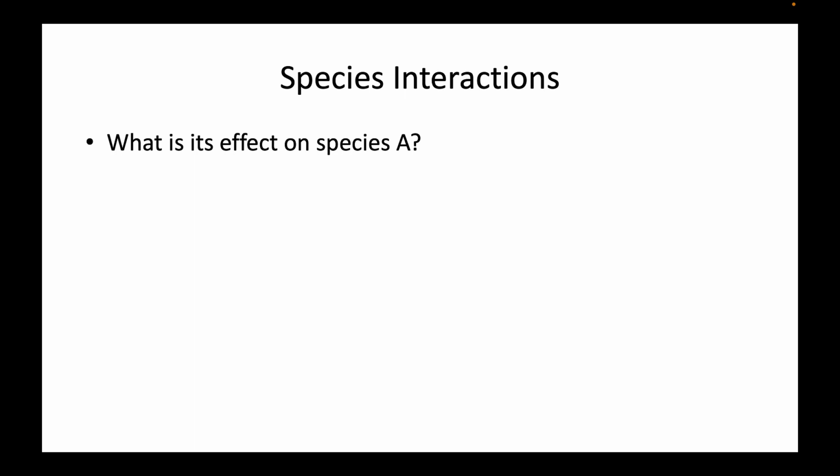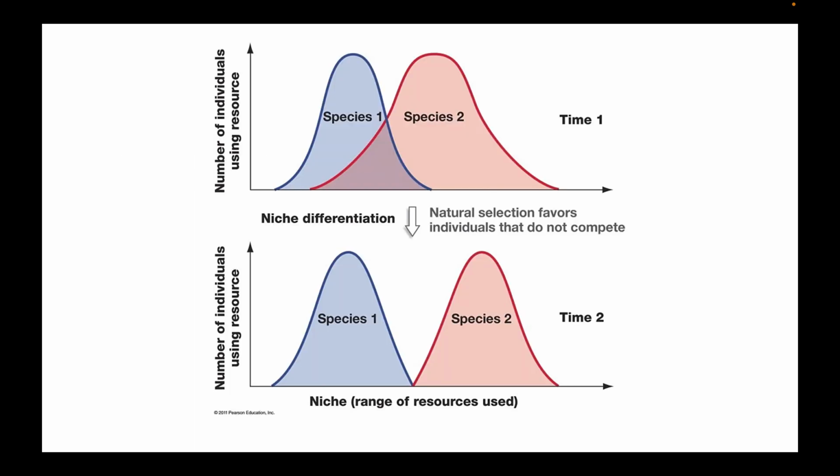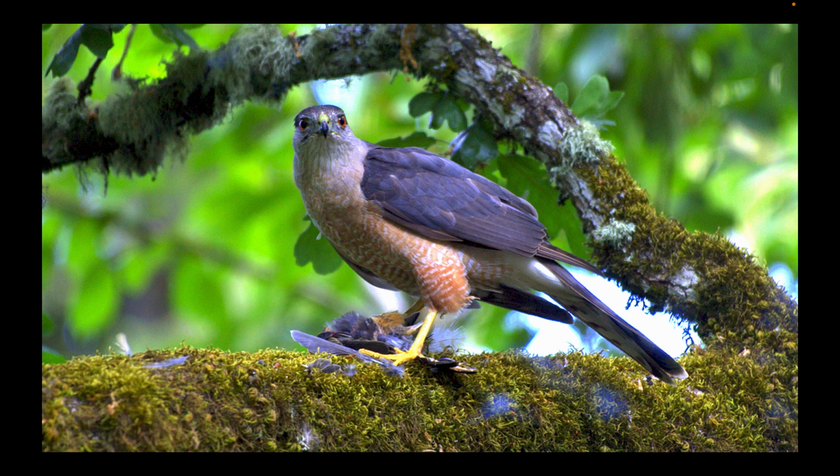So with any of these species interactions, we want to think about what the effect is on species A and what the effect is on species B. And if we think about this, we could have two species, and if they do overlap, what's going to happen to those two species? So species A and species B would not stay in overlap forever. They could have niche differentiation, which results in them having minimal overlap in the resources used.